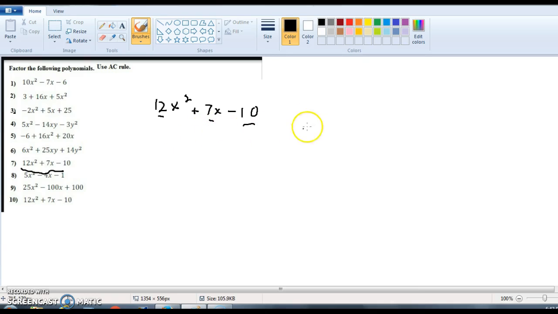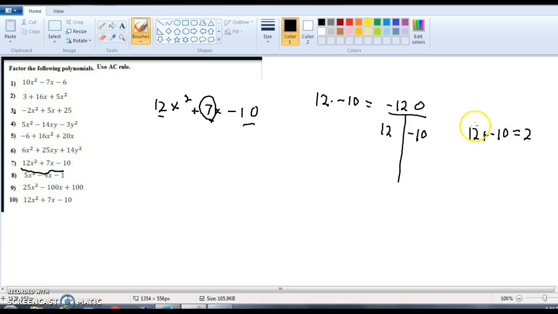So we'll go ahead and go straight to the AC rule. So we're going to multiply 12 times negative 10, which equals negative 120. And now we're going to try to find a product that equals negative 120 and where the factors add up to be positive 7. Positive 7 is our target. So let's see, this is going to be a little more challenging, but we could try, well, let's see, 12 and negative 10.